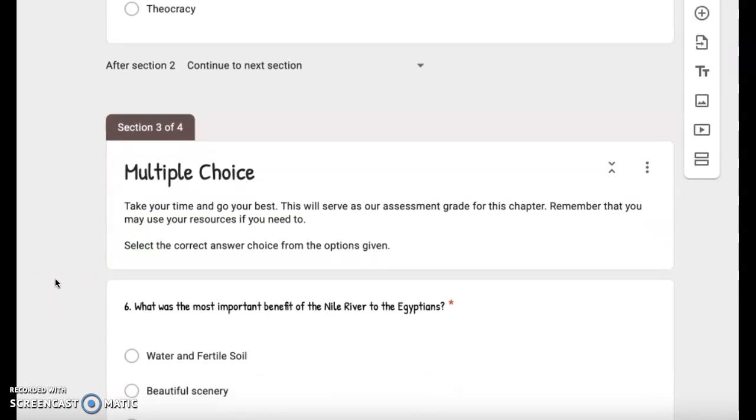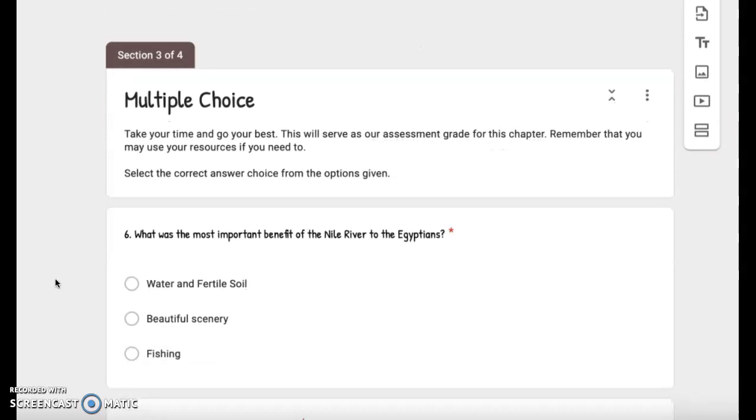Multiple choice. Take your time and do your best. This will serve as our assessment grade for this chapter. Remember that you may use your resources if you need to. Select the correct answer choice from the options given.